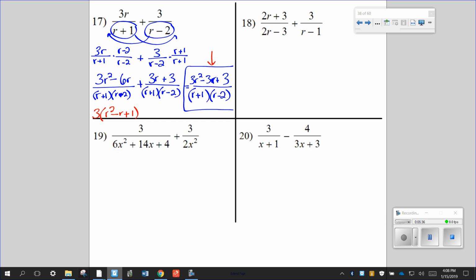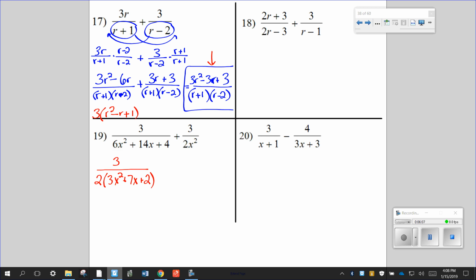Let's skip number 18 and go to 19 on this one. And then I'll finish up with 21 and 22. Okay, so in number 19, first things first, let's factor the denominator of both of these to see what we need to multiply by. So on this first one, we can factor out a 2 right away. We'll have 3x squared plus 7x plus 2.